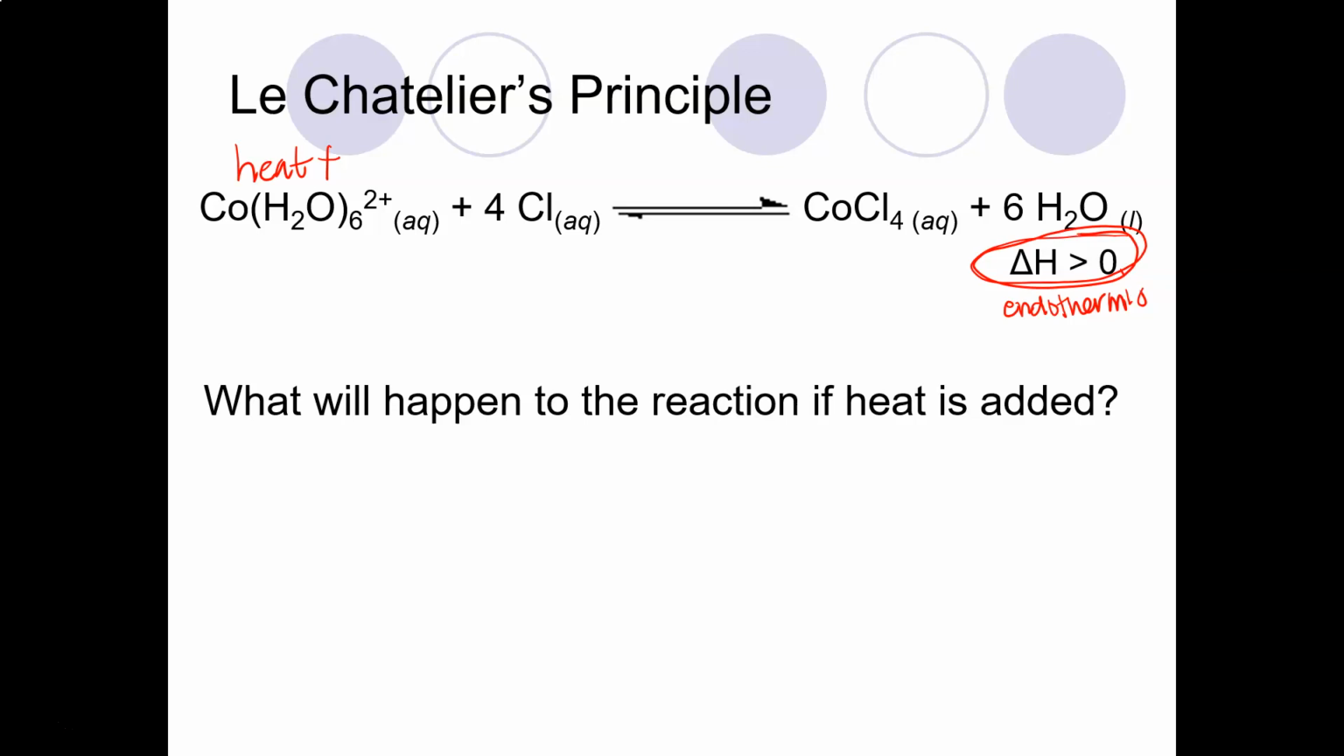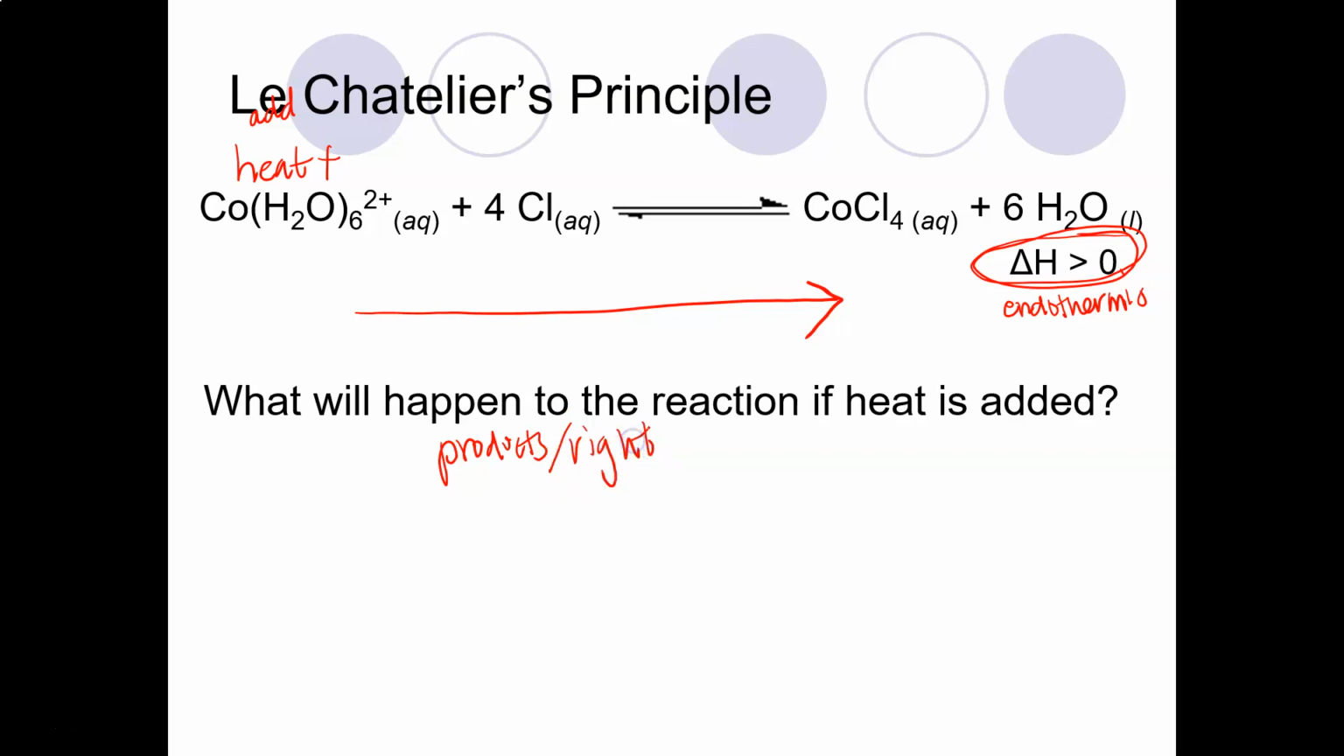Okay. So we read the question. What will happen to the reaction if heat is added? So if I add heat, the same thing is going to happen as if I had added Cl. So if I add heat, the reaction is going to try to respond by getting rid of it. It's like adding an extra chemical. It needs to get rid of it. So if I added heat, it's going to respond by shifting to the products, which is right, to get rid of that heat.